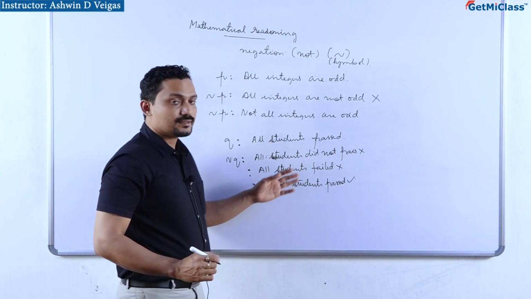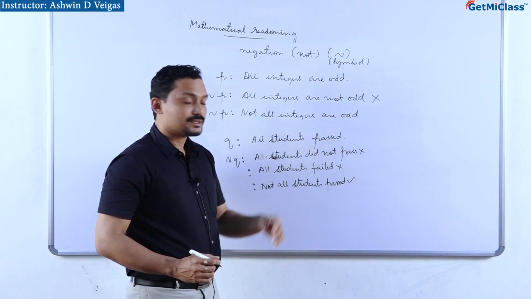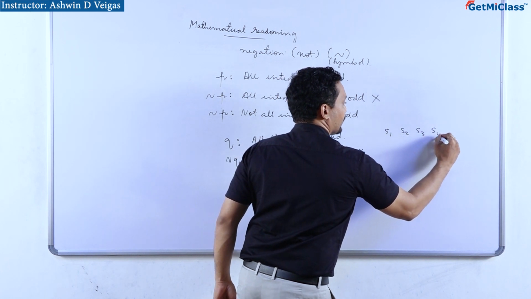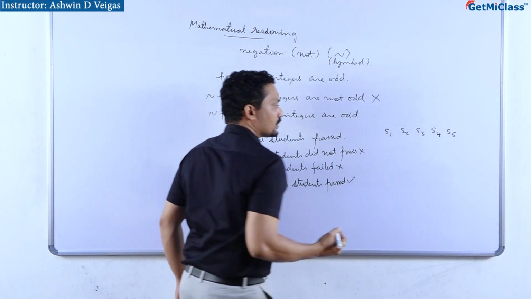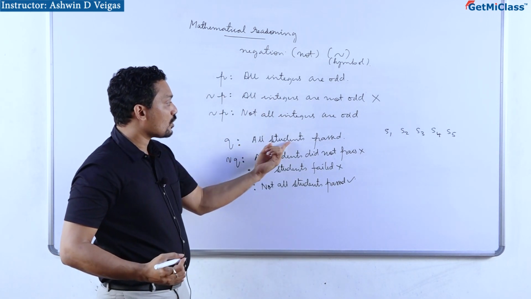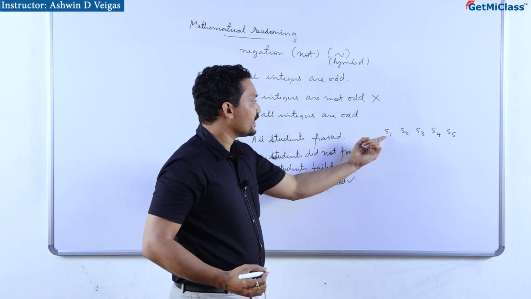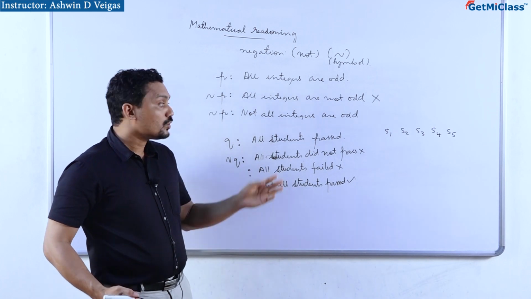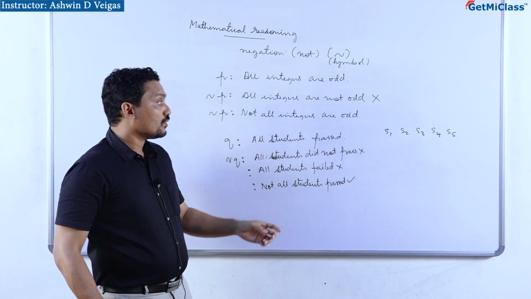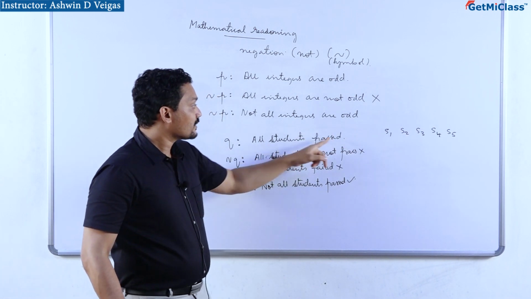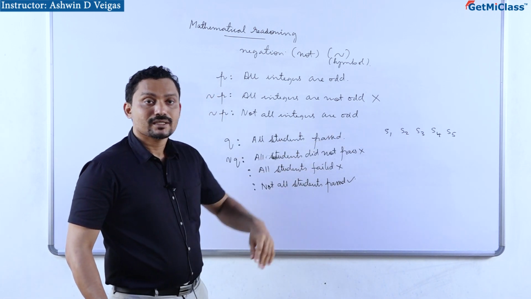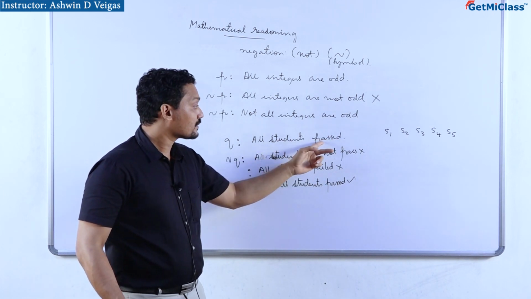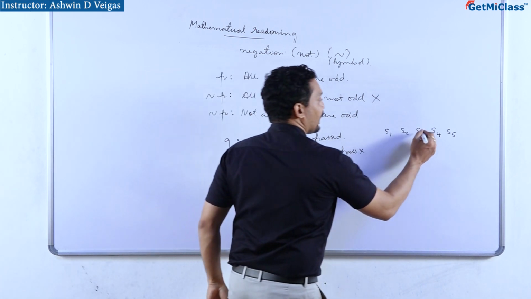Now, let us try to understand this. Let us say there are 5 students in the class, S1, S2, S3, S4, S5. My statement is all students passed. That means all the 5 students S1 to S5 have passed. Now, I want to make this statement false. If even one student has failed, this statement will become false. Let us say S3 has failed.